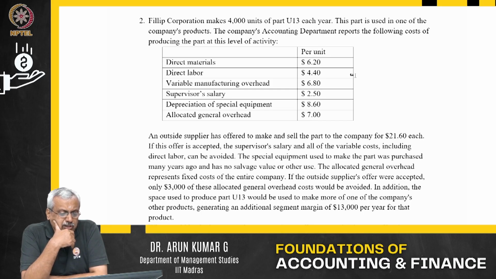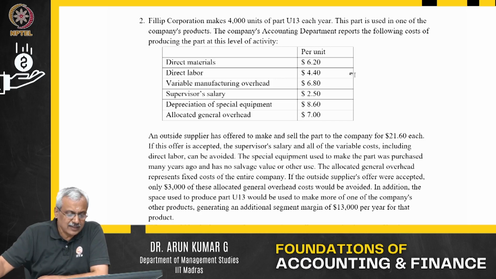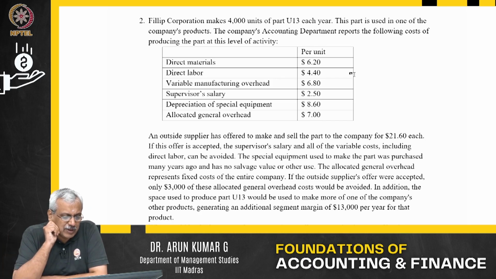Philip Corporation makes about 4,000 units of part U13 each year. This part is used in one of the company's products. The company's accounting department reports the following costs of producing this part at this level of activity. It says that there is direct material, direct labor, variable manufacturing overhead, supervisor salary, depreciation of the special equipment. At 4,000 units, depreciation is 8.60 per unit, and allocated general overhead.